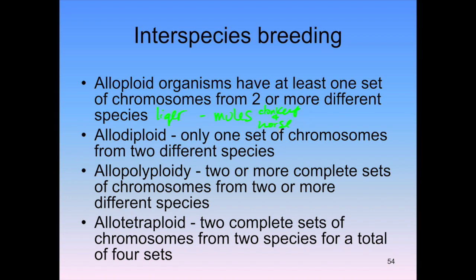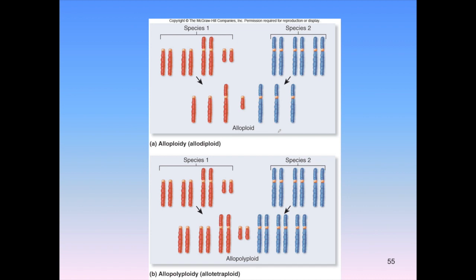Now, this will work just fine for most organisms as long as they have the same number of sets of chromosomes. So here we have an example of alloploidy, allodiploid, and allotetraploid. So in an allodiploid, right, we get one set from one species and one set from a second species to give us 2n. If you notice, however, these don't match because they're different species. So this one might match with this one, but these two don't necessarily match with these two, and we end up with an extra chromosome.